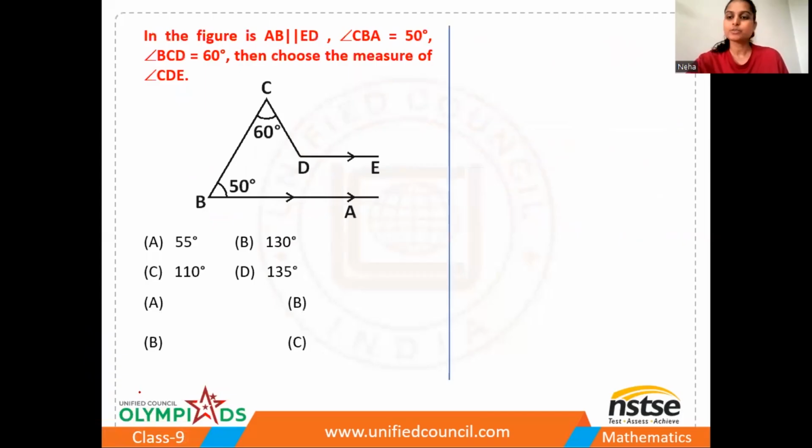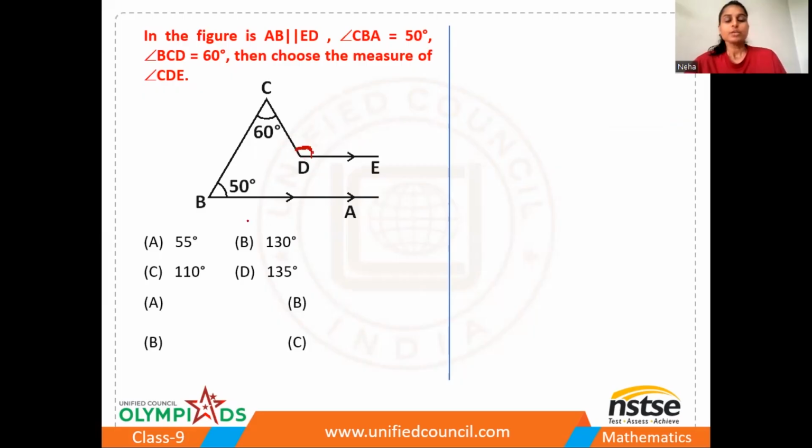Very nice. Now the next one, students. The next question is also quite simple and quite interesting. So in the next question, they are saying that in the figure AB is parallel to CD, which is shown in the figure. Angle CAB, angle CBA is 60 degrees. Angle BCD is 60 degrees. Then choose the measure of angle CBE. Alright. I have to find the angle, this angle, right? I have to find this angle.